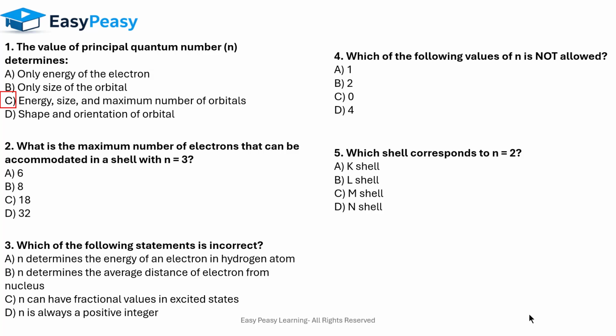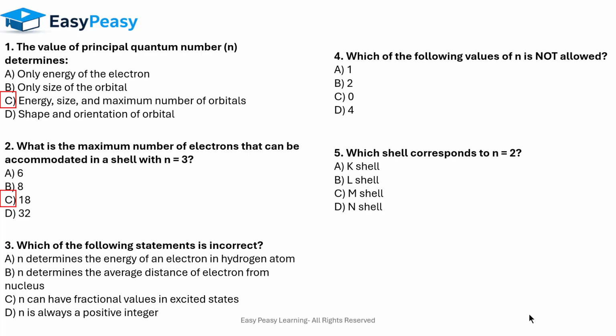What is the maximum number of electrons that can be accommodated in the shell with n equal to 3? Again, put the value of 3 in the formula. 3 multiplied by 3 is 9. 9 multiplied by 2 is 18. So the value will be 18.